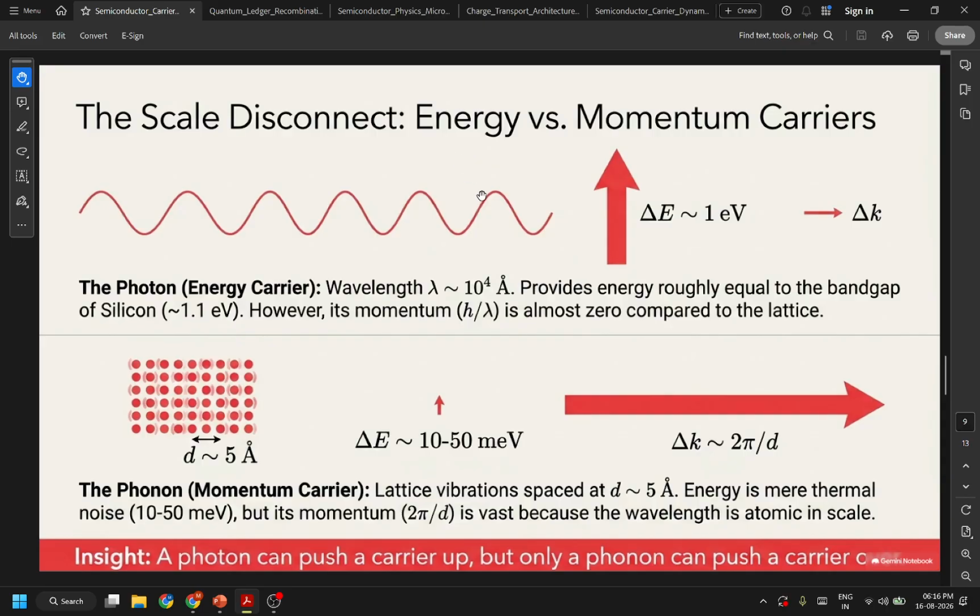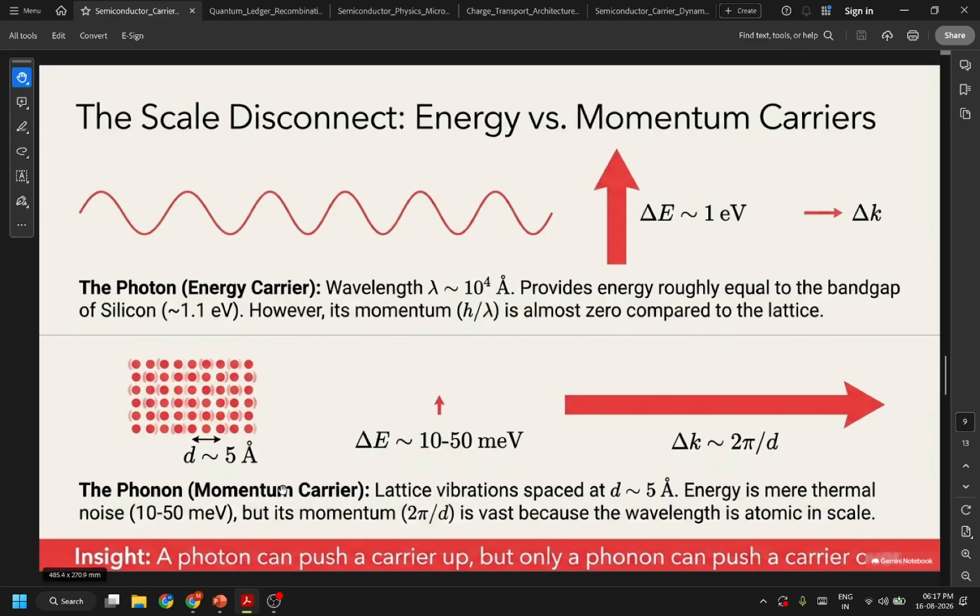So, energy versus momentum carriers. The photon, which is the energy carrier, has a wavelength of approximately 10,000 angstroms, and provides energy roughly equal to the band gap of silicon. However, its momentum is almost zero compared to the lattice.